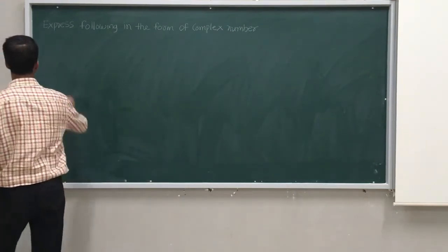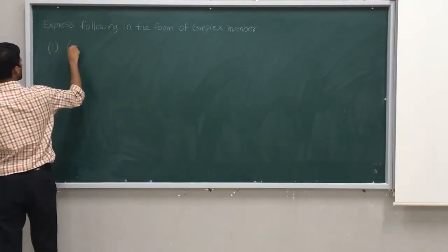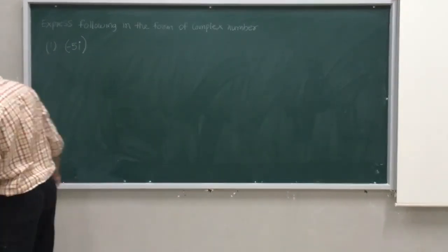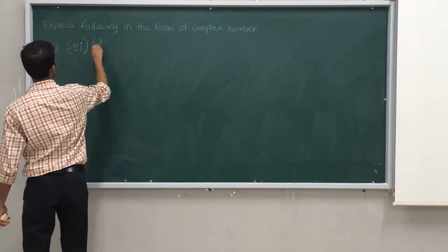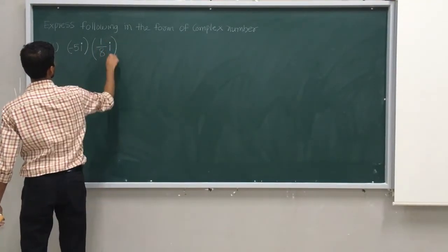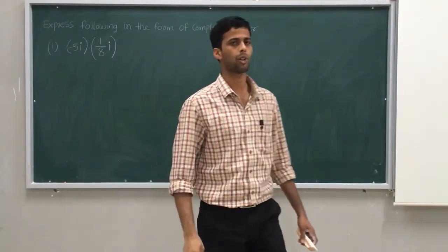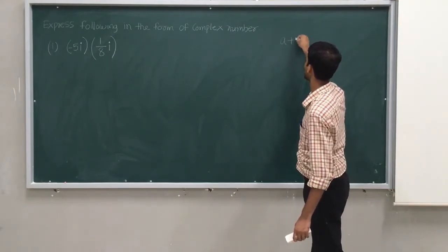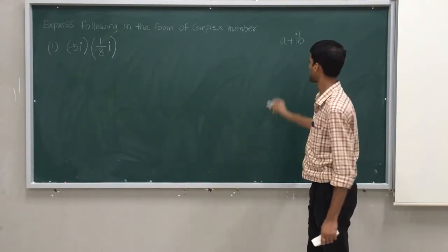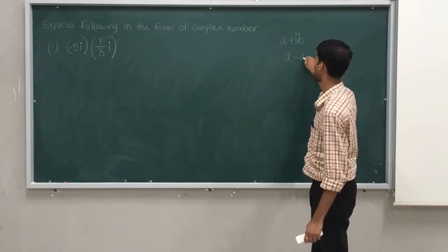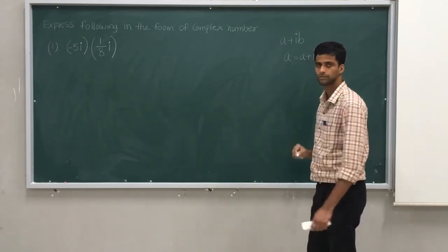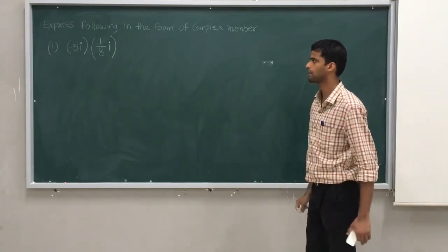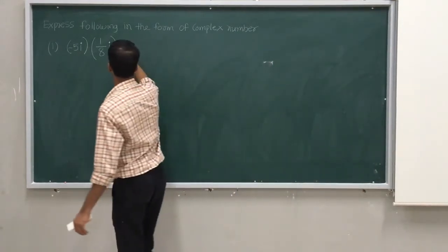The very first one is minus 5i into 1 by 8i. Now you may ask, it is already in complex form, so why change it? Complex form means it should come in this type. Suppose it comes only as a, then we can also write it as a plus i0. So that is called the complex form. Here there is no plus sign, so what I will do is multiply this out.